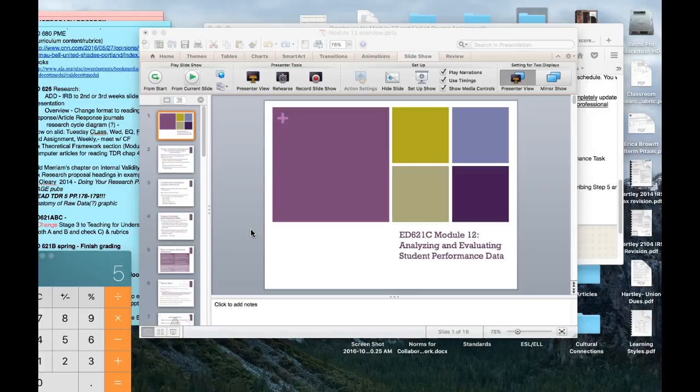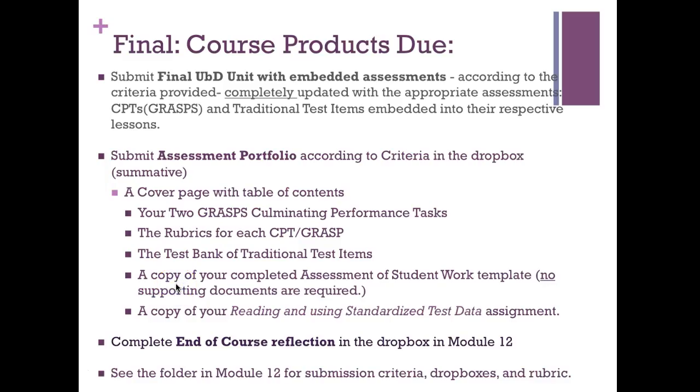There's no reflection necessary for that. There is, however, a reflection and a course reflection in the Dropbox in Module 12. And it has its own Dropbox there. So just read over the Module 12 folder for everything you need. Go through it. There's a special Dropbox for your final course products, and then there's the regular Dropboxes for your assignments for Module 12.